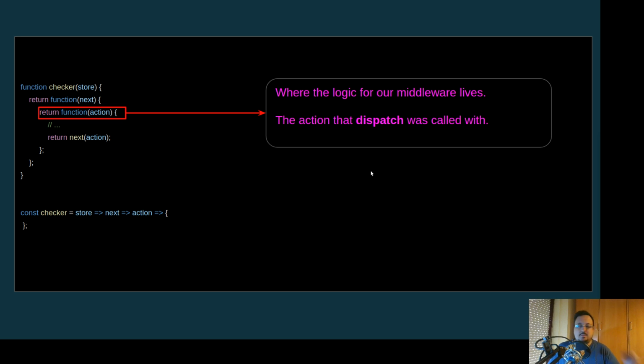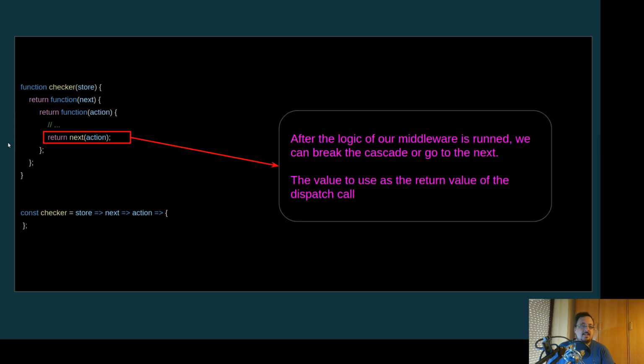And the third function is just the action with which dispatch was called. Remember that every time we dispatch, we dispatch it with that action. So that's just the action. So for finishing, inside of this, we have all the logic of our middleware, what we want to do, and we can return different values depending on what we want to do.